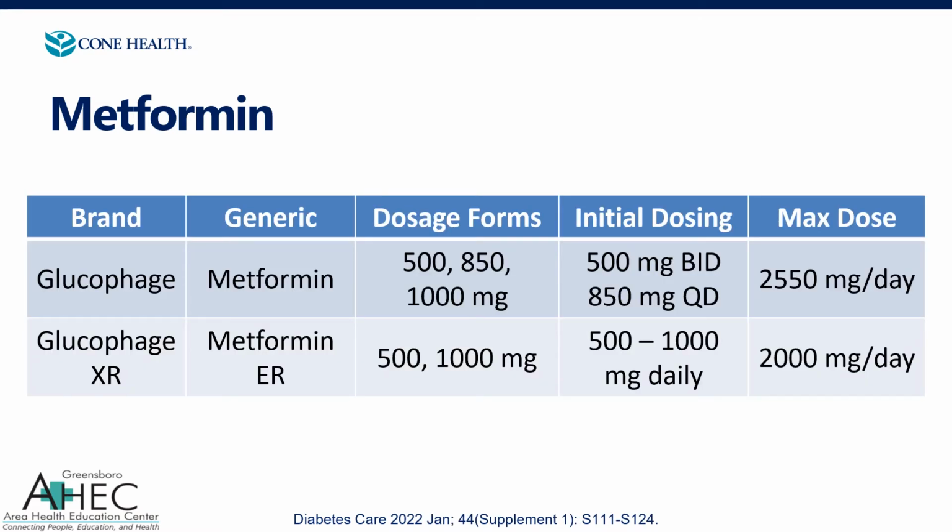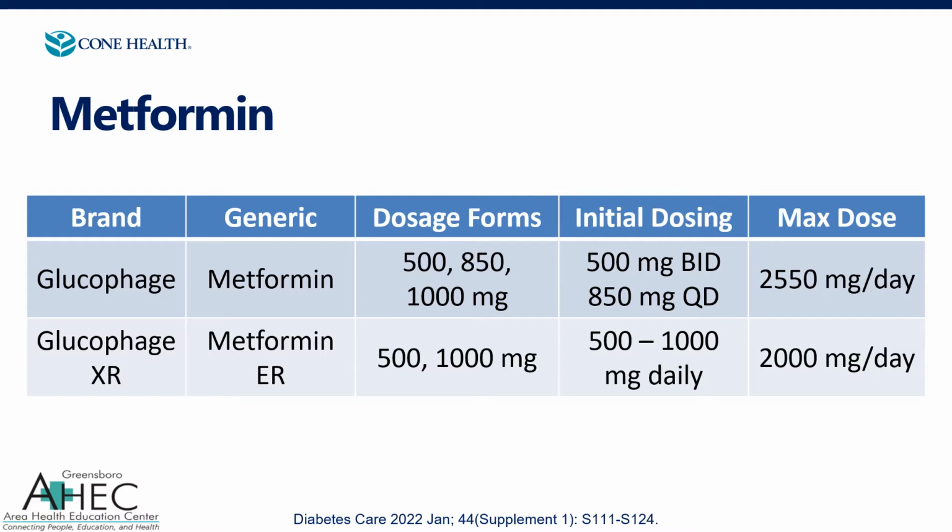Metformin comes in both immediate and extended release formulations. The initial dosing is around 500 to 1,000 milligrams per day, with a max dose of around 2,000 milligrams per day. Although the max for the immediate release is listed as 2,550, there is no extra efficacy with doses this high, and the max should really be around 2,000 milligrams per day, since going beyond that is just going to give patients more risk of adverse effects without an additional benefit.